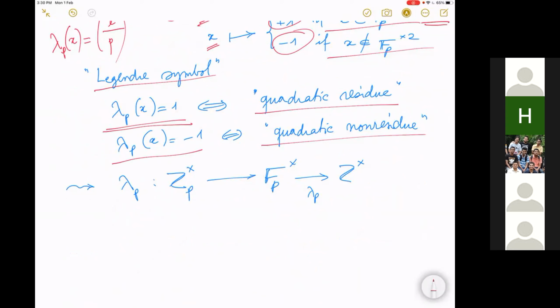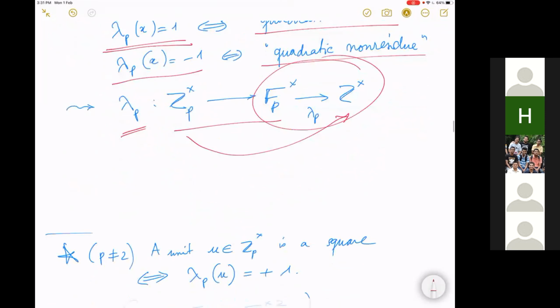Okay, good. So of course, I have this lambda P here from FP star to Z star, and I have a map from ZP star to FP star. So I can take the composite from ZP star to Z star, and that composite I'll continue to call lambda P. Okay, so I've got hold of one quadratic character of ZP star.